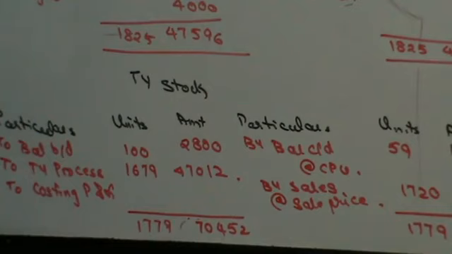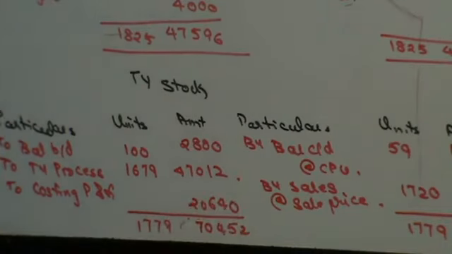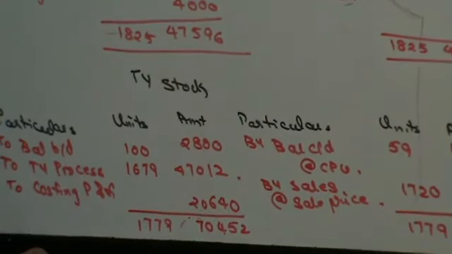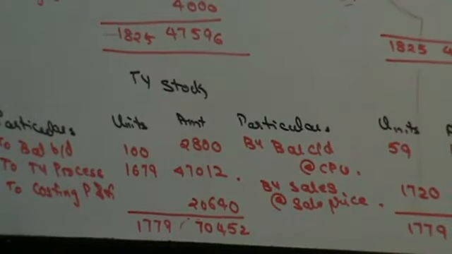Someone please give me the difference. 70,452 minus 49,812 is 20,640. So that is going to be my costing P&L. Right? So that's the difference in your TY stock. Now we finished making all the stock accounts. Let's now make the abnormal loss, abnormal gain, normal loss and costing P&L account.